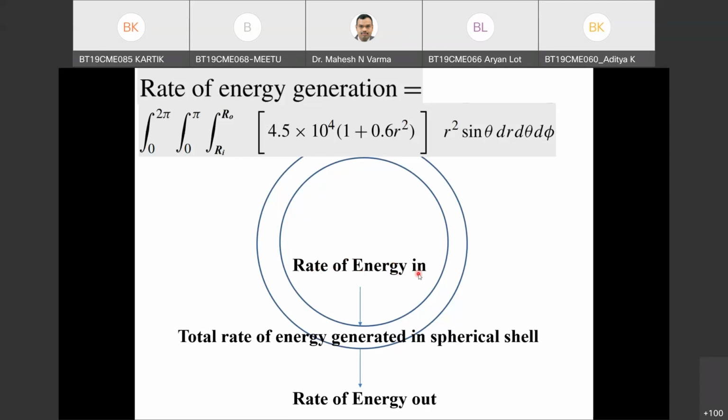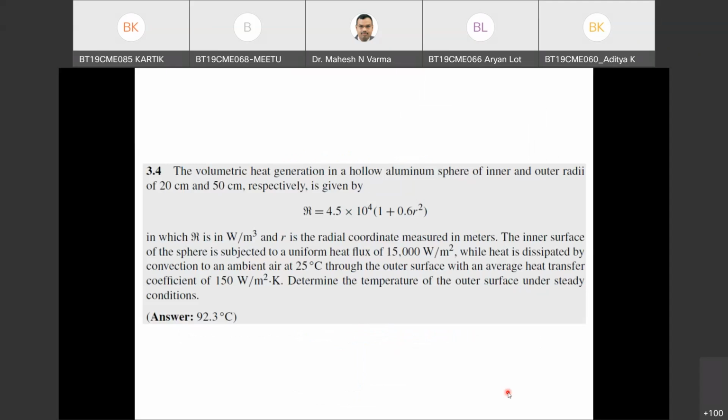Sir, it will be 4 pi into 0.2 square into 15,000. What is that value? I am asking for the value. Sir, I directly calculated that, plus 24,120, and I got the final answer. What is this final answer, the rate of energy out? Sir, it will be 31,659.82. And the temperature you are getting correctly? Temperature is 92.18 degrees Celsius. Okay, it's correct.